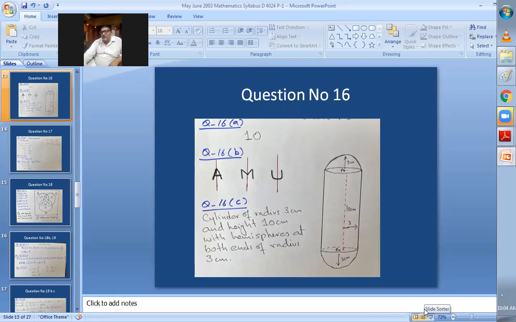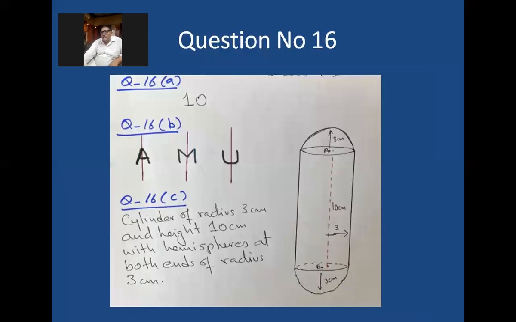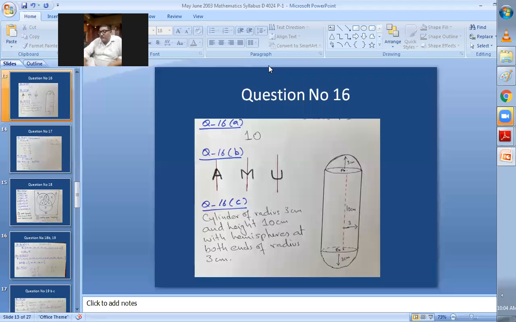Question number 16, A part: the order of symmetry will be 10. And in question number 16, B part: A, M, and U. By the red lines I have shown the vertical line of symmetry. So these three letters have a vertical line of symmetry. So let's move to the next part.